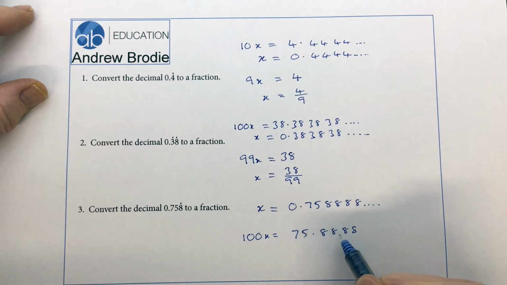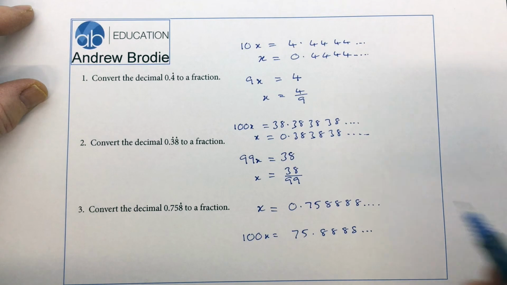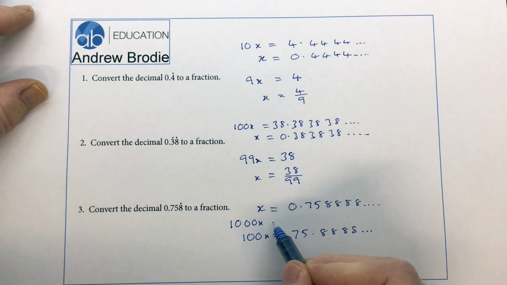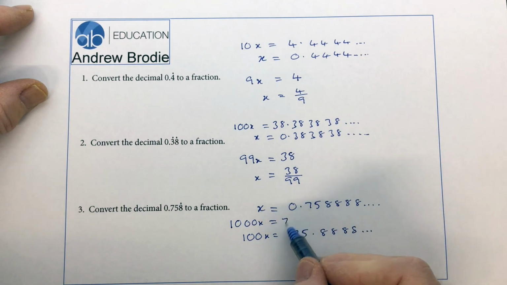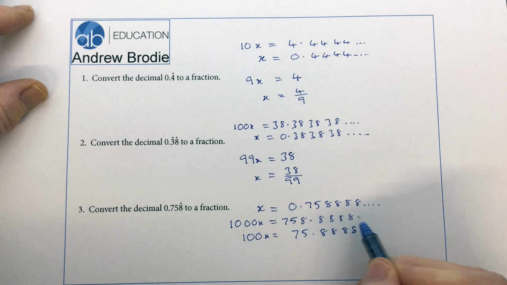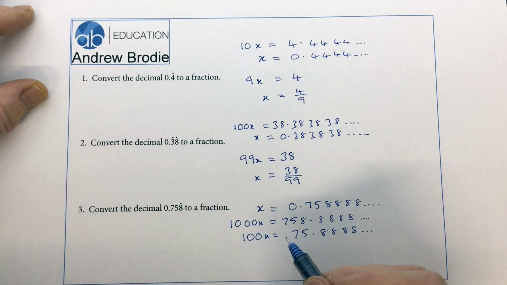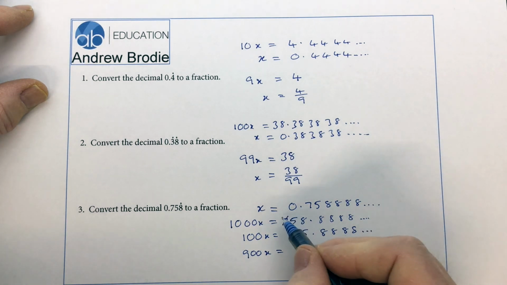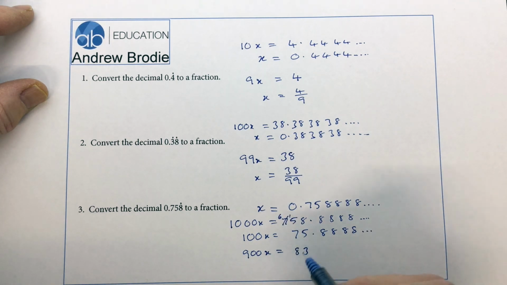So what we do is multiply by 1,000. 1,000x. So 1,000 times that gives us 758.8888 recurring. Now we can do the subtraction and we actually get 900x is equal to that lot, take away that lot, which is 0, 8 take 5 is 3, 5 take 7 can't do, cross it 7 6, 15 take 7 is 8, 6 take 0 is 6. So x is 683 over 900.